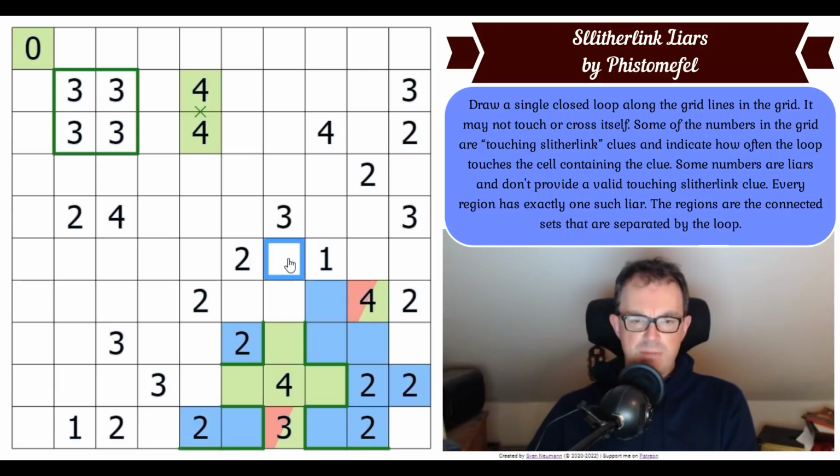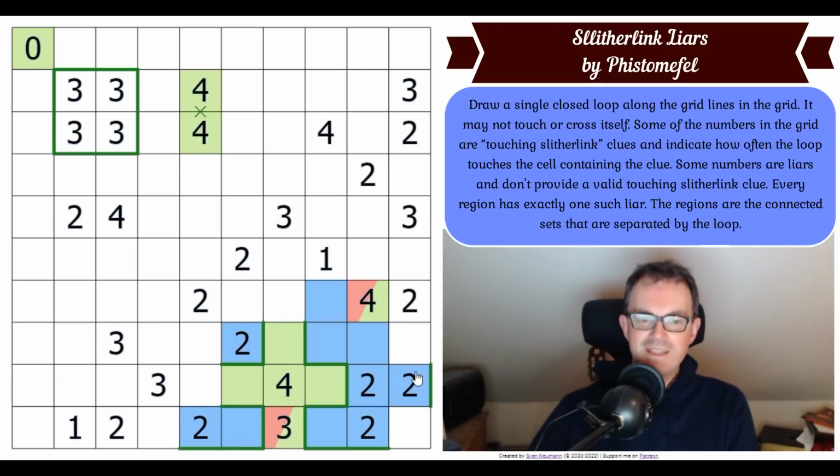Now, am I right about that? Yes, I am. That's impossible, because of course if this is blue, that's a forced line segment. And now how do you get a second line segment to hit this 2 clue? You can't do it. There's no space. Because in order to get to that point, you'd have to do that, which of course doesn't increase our count at all. So there isn't any way to make it a 2.